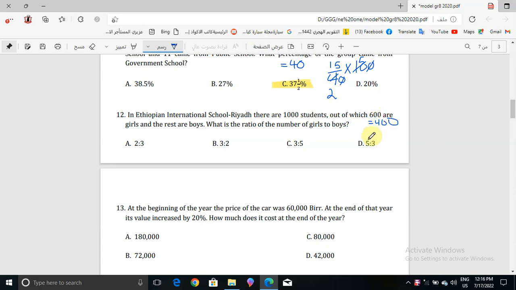Okay, now we need to know the ratio of the number of girls to boys. So that means it will be 600 over 400, then cut 0 by 0, and here by 3, and here by 2. So that is equal to 3 ratio 2, which is in choice B.